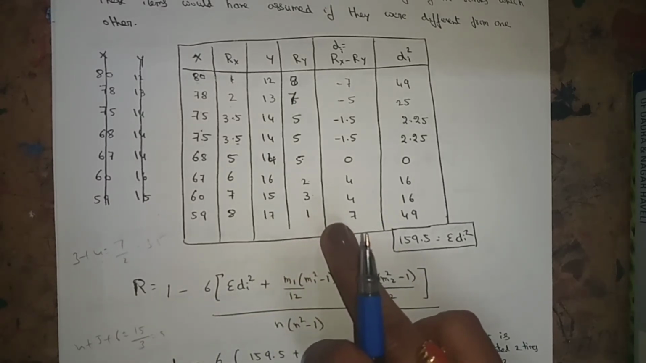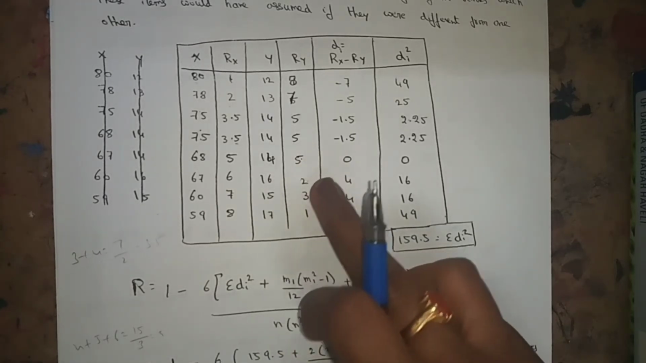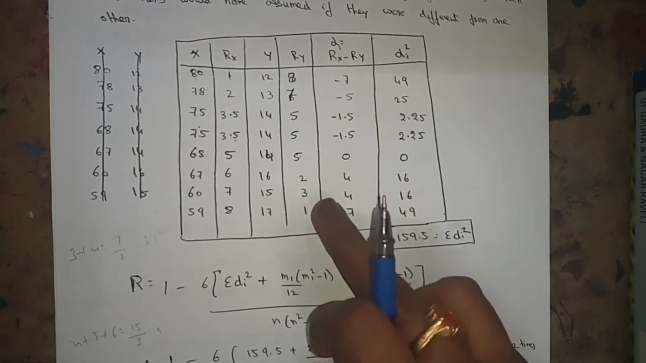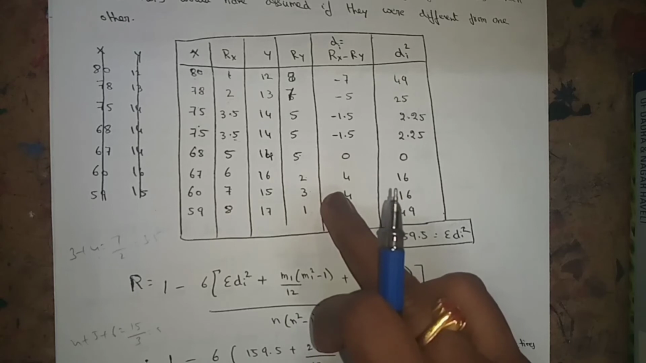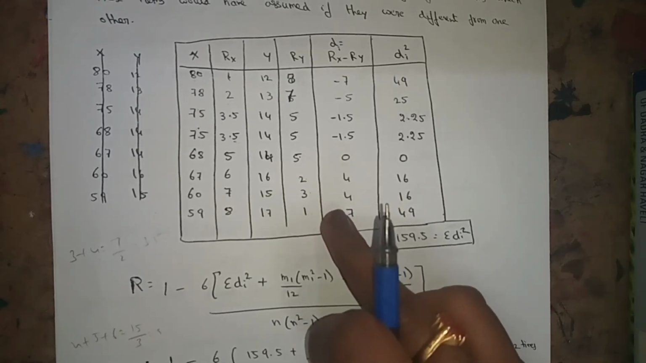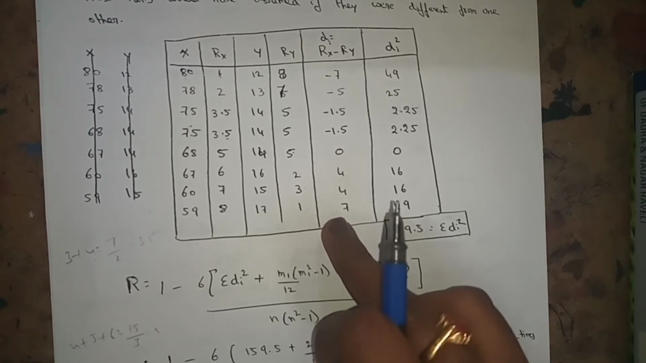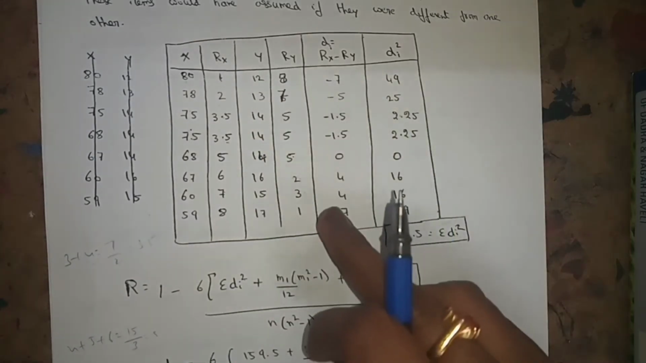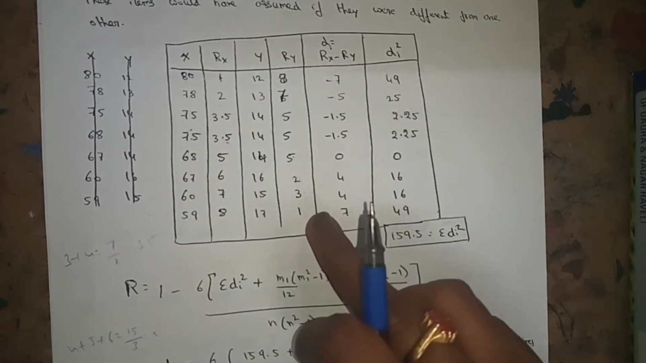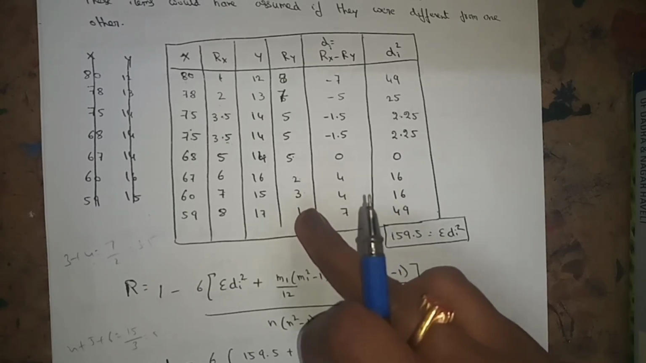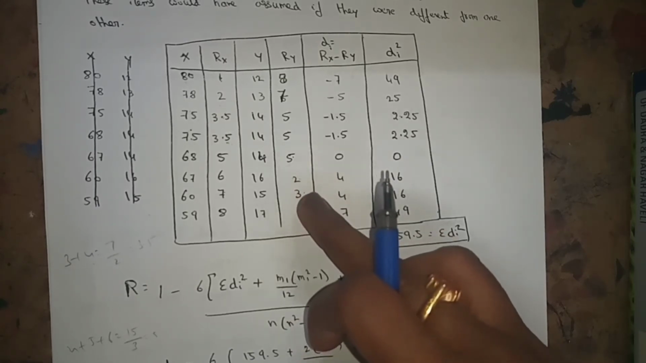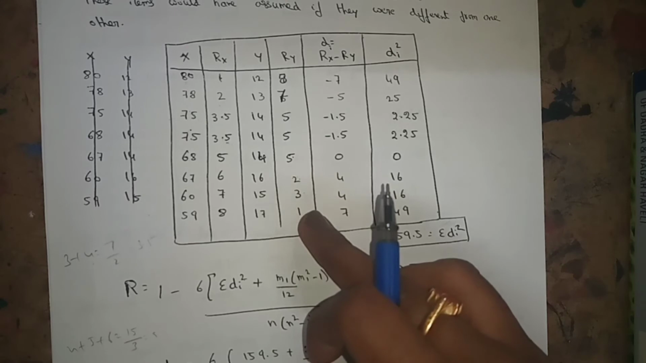17, first rank. The next highest is 16, second rank. The next highest is 15, third rank. The next highest is 14. But next highest 14, how many times does it occur? 1, 2, 3 times. First rank, second rank, third rank is over. 1, 2, 3 ranks are over.